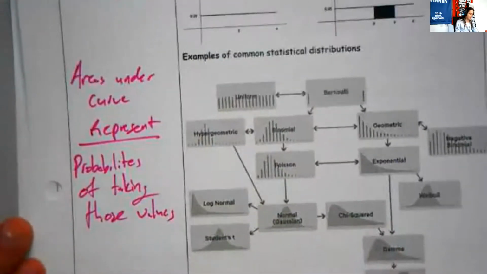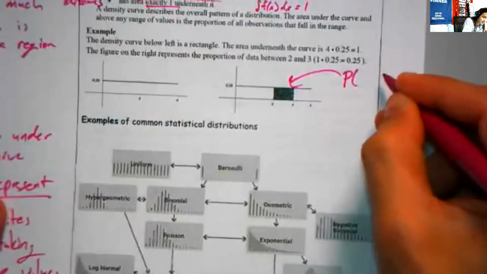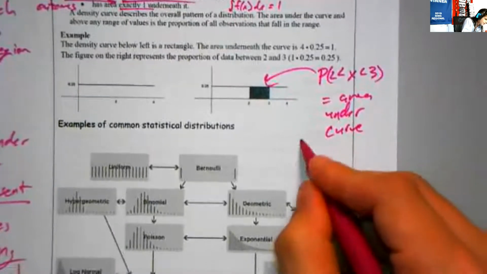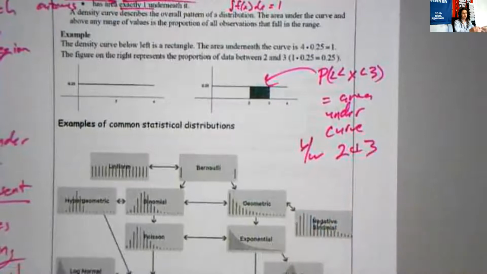So to find the probability that some random variable takes a value between 2 and 3, that's the area under the curve between 2 and 3. And for you, the area is going to be a geometric shape that we can calculate with a rectangle area formula.